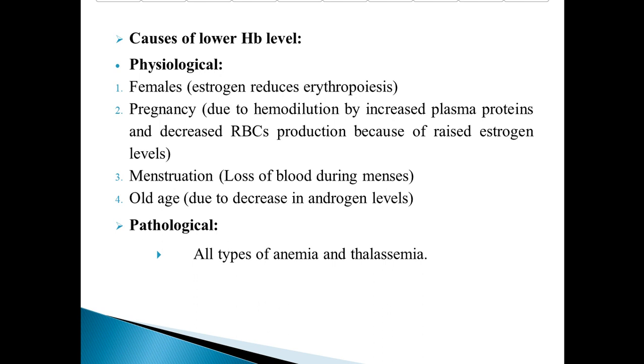As you know, the estrogen reduces erythropoiesis. In pregnancy, due to hemodilution by increased plasma proteins and decreased RBC production because of raised estrogen levels, there is a two-way reduction in RBC count in pregnancy, one by hemodilution and the other by decreased RBC production by raised estrogen levels.